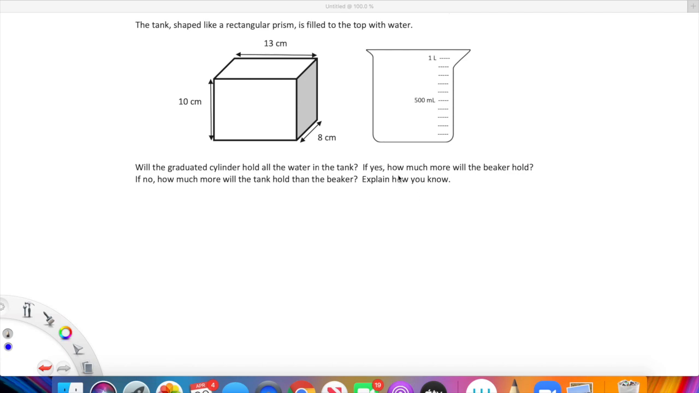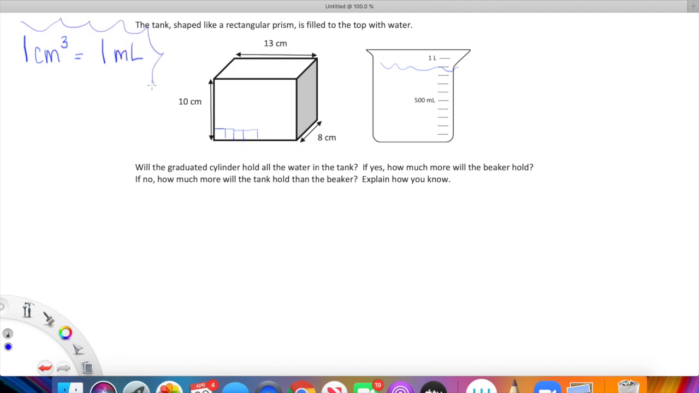Okay, so again, what we're doing in this lesson today is we're connecting volume. We've been talking about volume in terms of packing, centimeter cubes, or any sort of cubes inside of an object. Now we're going to be connecting that with liquid measurement. And again, I want to bring this to the forefront of your brain and tell you this amazing fact that 1 cubic centimeter is equal to 1 milliliter. That is the beauty of the metric system. It's just such a beautiful thing.